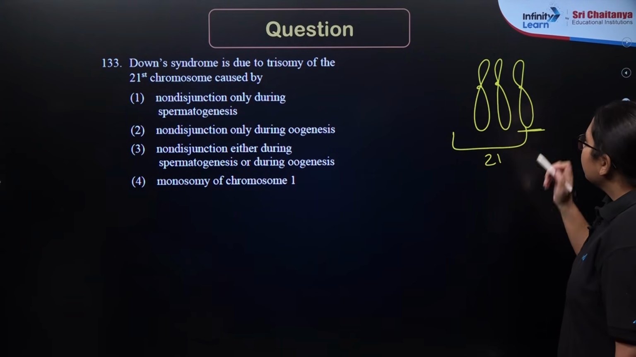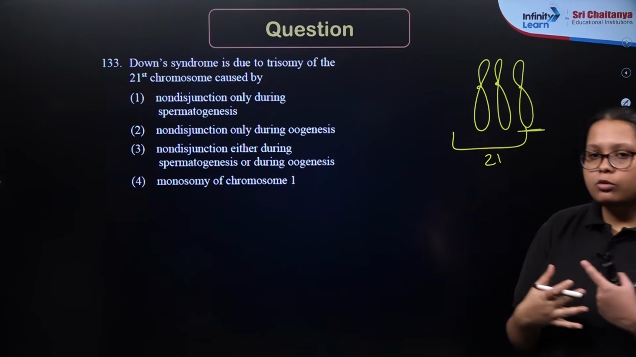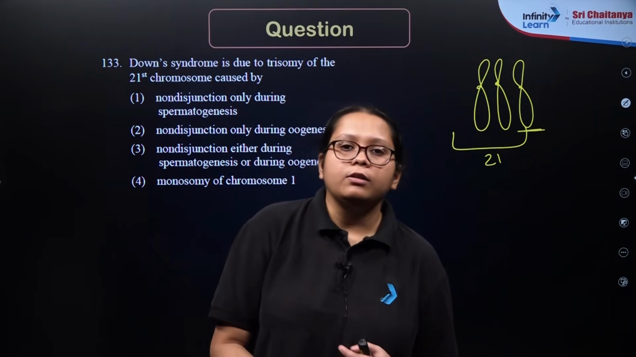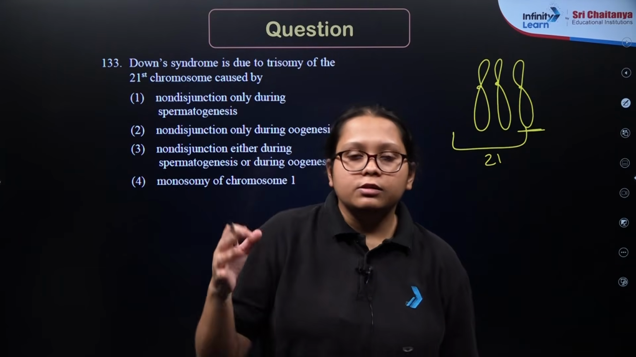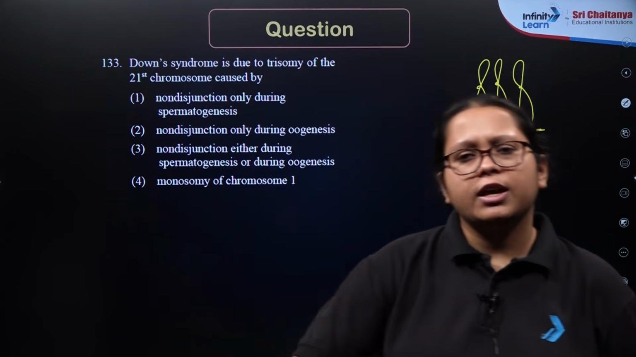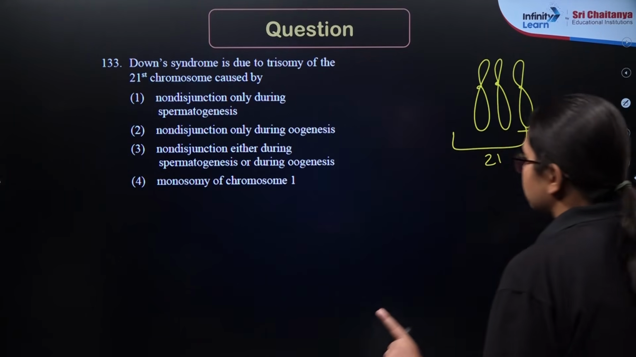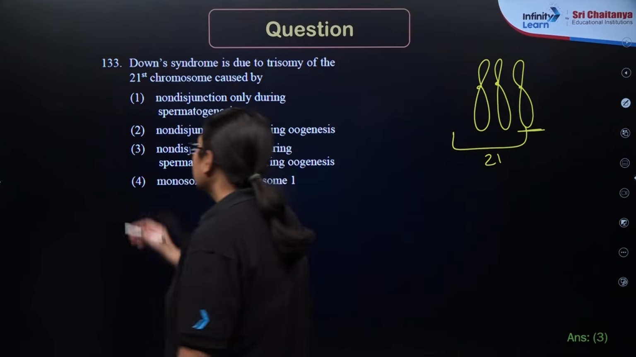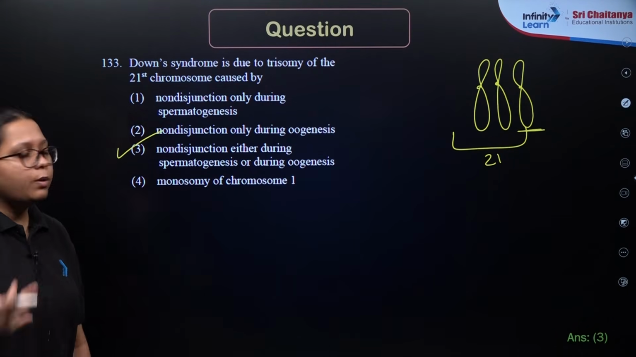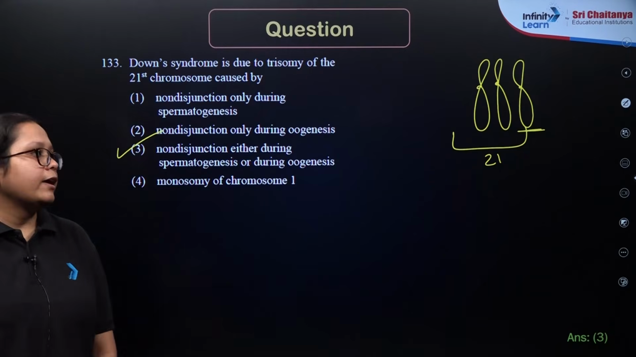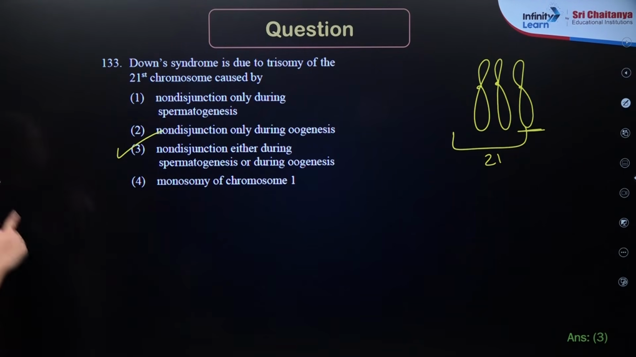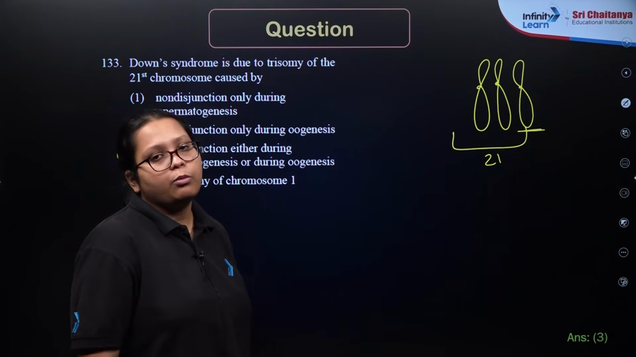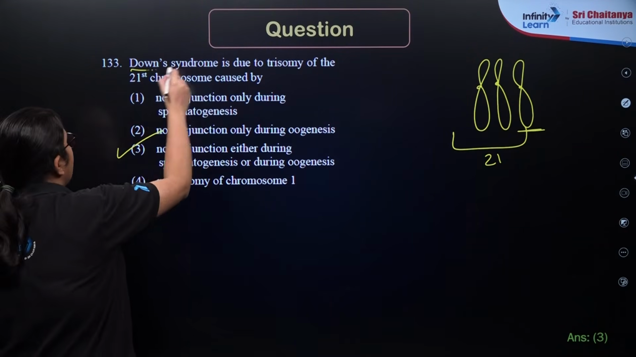This extra copy can happen due to abnormal chromatid separation. Chromatid separation during gamete formation was not proper. That's why there is an extra copy. So this defective gamete can be a male gamete or a female gamete also. It just depends on chance. So it's caused by non-disjunction either during spermatogenesis, which is sperm formation, or during oogenesis, which is egg formation. And that is why it led to formation of an extra copy of chromosome number 21, which led to Down syndrome.